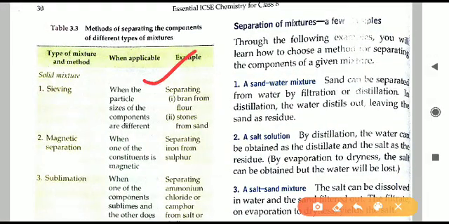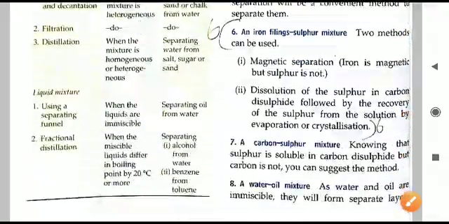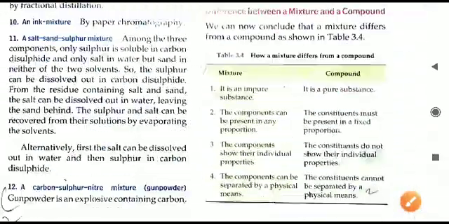This is the summary, again a repetition of all the things, how the different mixtures can be separated from each other. So this page is only the repetition, or we can say the summary, of all the points we have already discussed, that is given here. So no need of repeating the same points again here.